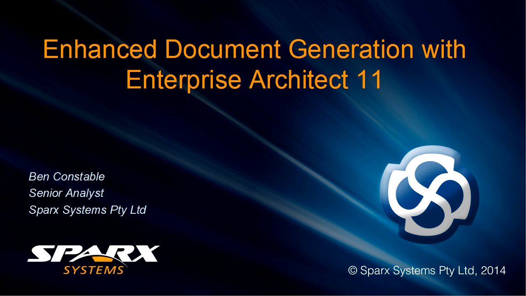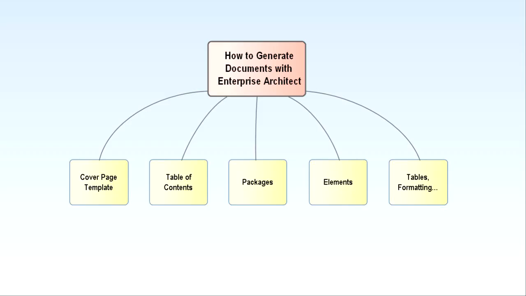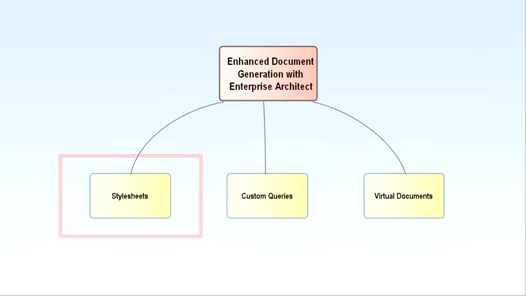This is the second of our two presentations on how to generate custom documents using Enterprise Architect 11's Report Generator. In our last webinar, I showed you how to make report templates in Enterprise Architect for the cover page, the table of contents, and the body of the document. Today, I'll show you how to define your own style sheets, make custom queries, and control the document structure with virtual documents.